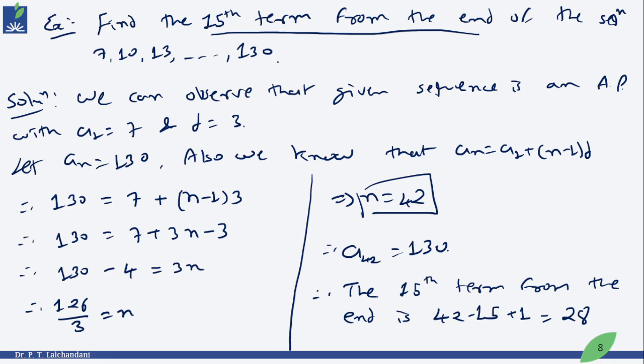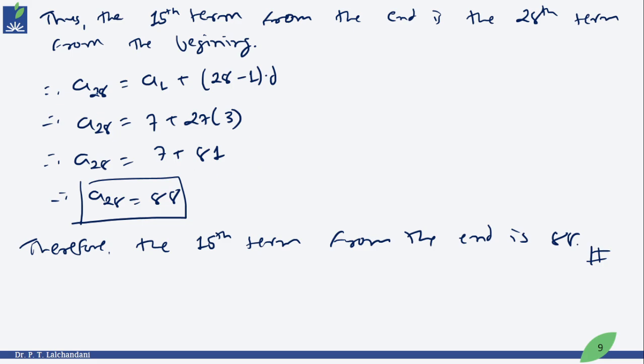In order to find out the 15th term from last, what will we do? 42 minus 15 plus 1. So it is 28. So we just have to find out the value of A28, because the 15th term from the end is nothing but the 28th term from the beginning. And you know how to find the value of an. So an is equal to a1 plus n minus 1 into d. Put the values and simplify, you will get the answer. So I hope the solution is clear to you.